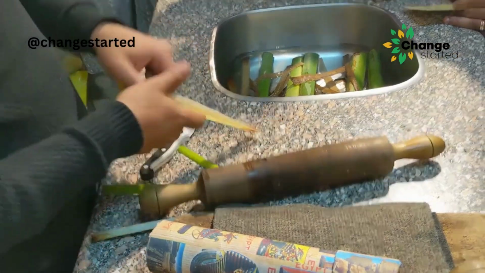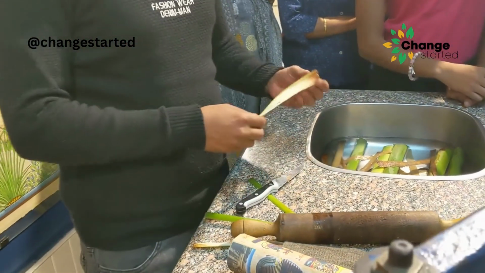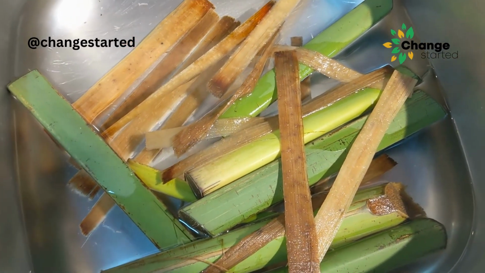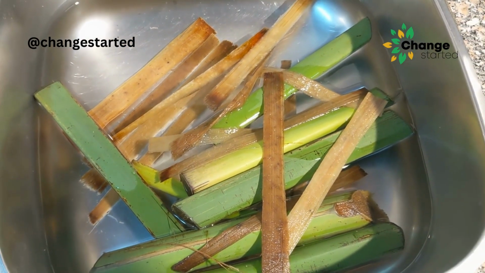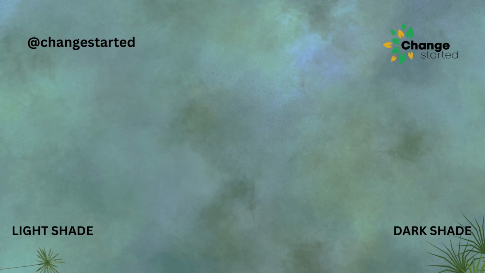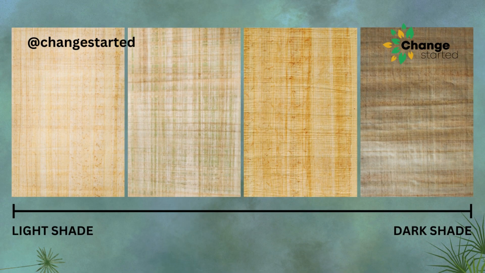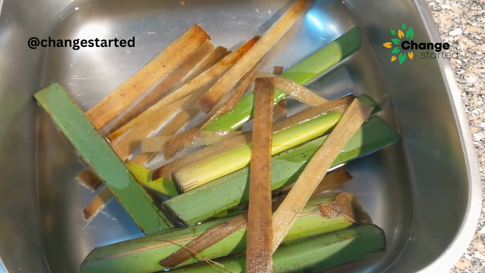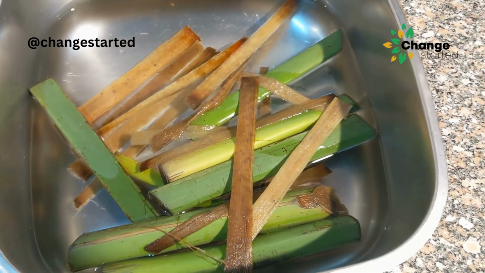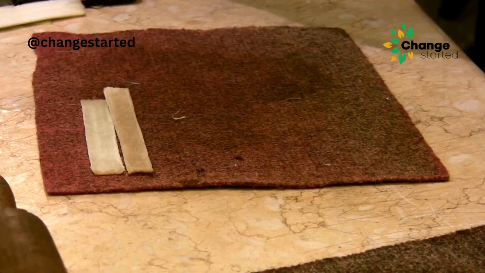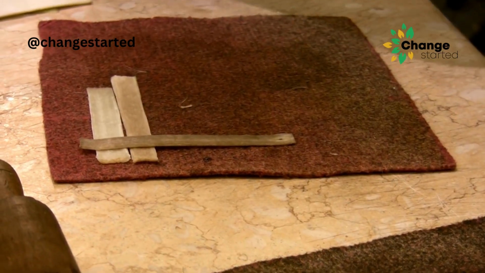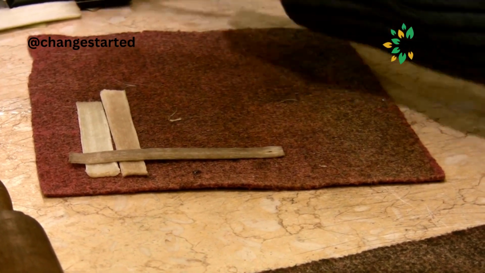The flattened piece is soaked in water, which helps reduce the natural sugar content and darken the stem. The longer it stays in the water, the darker the paper becomes. The sticky, narrow strips are taken out from the water after a few days of soaking, which could range from 3 days to 7 days, depending upon how dark a shade of paper one wants.